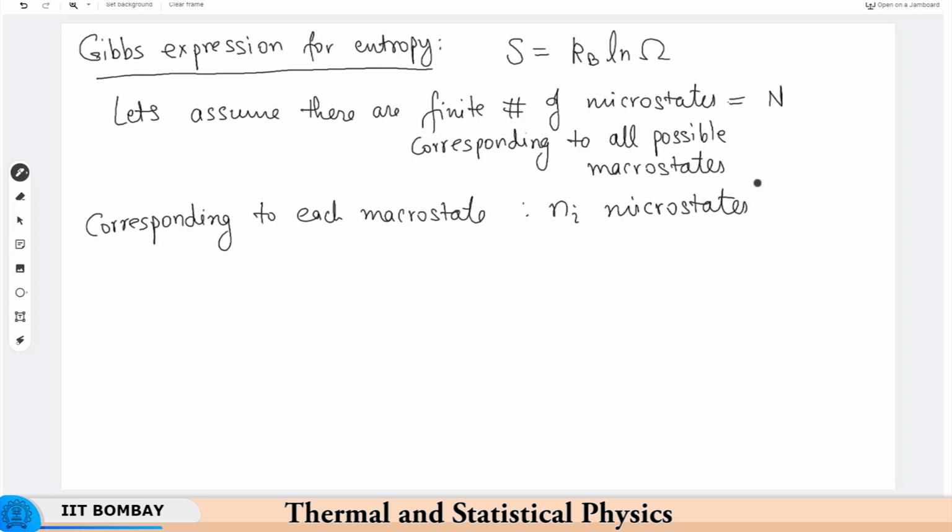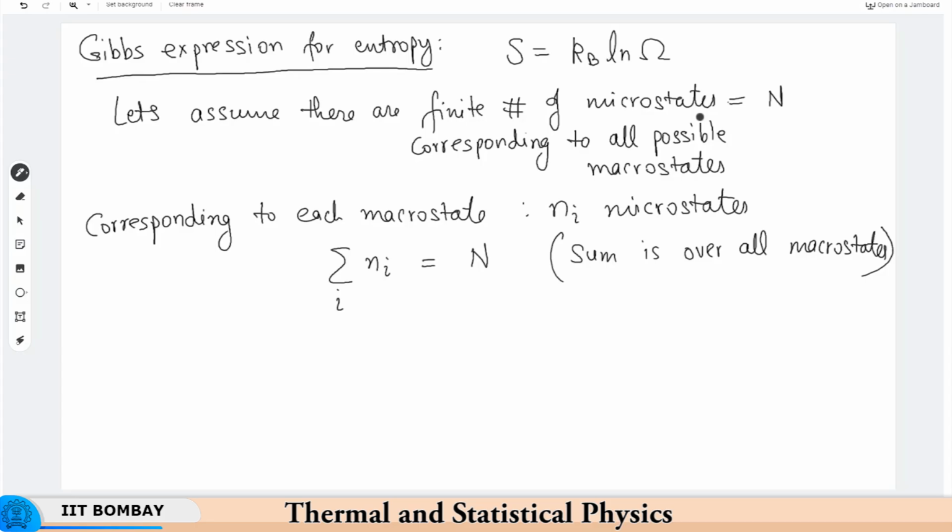So, that means say for macrostate number 1 there are n1 number of microstates, for macrostate number 2 there are n2 number of microstates, and so on. And there can be a large number of macrostates as well. You can see that the sum of this ni over all the macrostates, where i runs over all macrostates, is equal to n. All the microstates present in all the macrostates have to sum up to n, which is the total number of possible microstates.